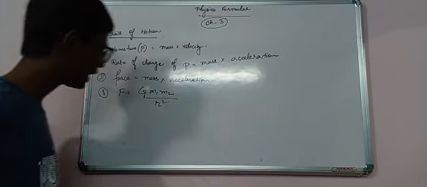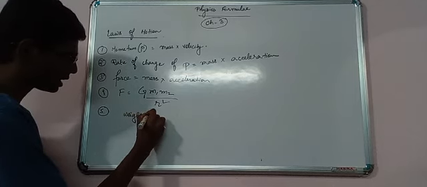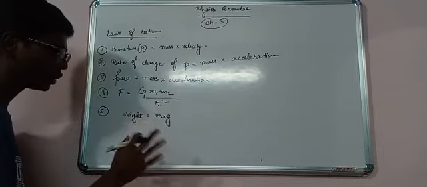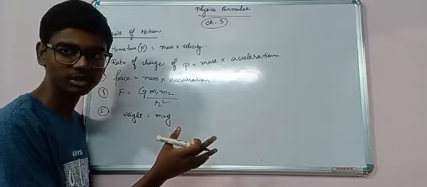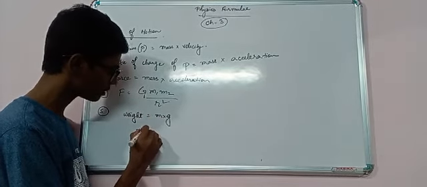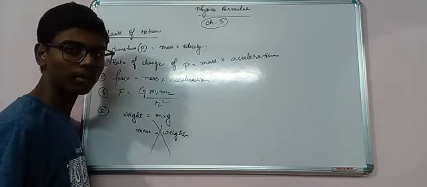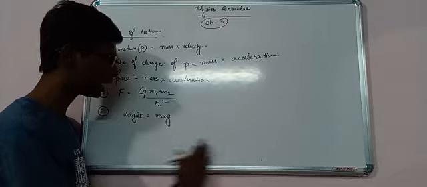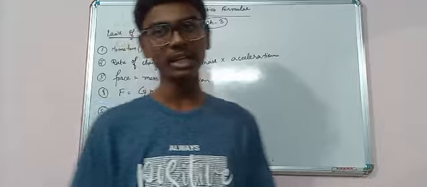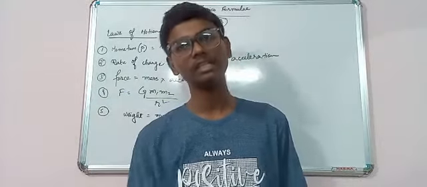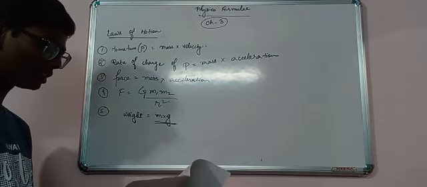The next formula is weight equals mg. There are 5 formulas. In the beginning I said I would talk about 6, but I am only talking about 5. Weight equals mg, mass into acceleration due to gravity. What is weight? We all know what weight is, but we have a wrong conception that mass and weight are equal. It's a wrong concept. Mass and weight are never equal. Mass is something else, weight is something else. Weight is mass into acceleration due to gravity. That means the force with which gravity is attracting each and every body towards its center. That is your weight. That's it, we are done with this chapter.